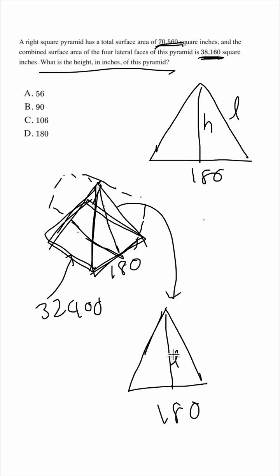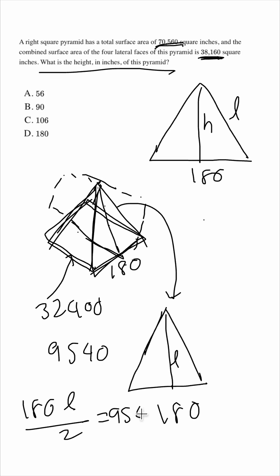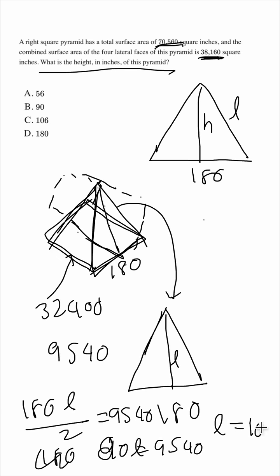The reason I'm doing this is I really want to find what this L is equal to, so then I can plug it into here and find what h is equal to. So we have that this is L, and the area of this triangle is 9540. So 180L divided by 2 is equal to 9540. This is 90L, so 90L is equal to 9540, and L is equal to 106. So we know L is 106.